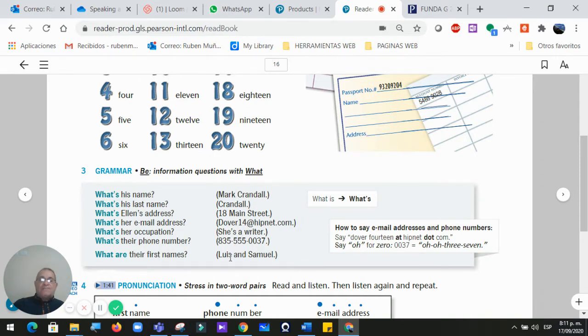Now, what are their first names? Luis and Samuel. Or they are Luis and Samuel. Now, ¿cómo decir los email addresses? Decimos Dover 14 at .com. ¿Sí? 040-0037. All right.